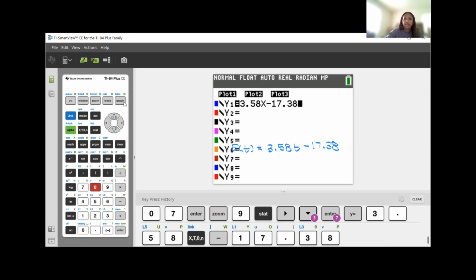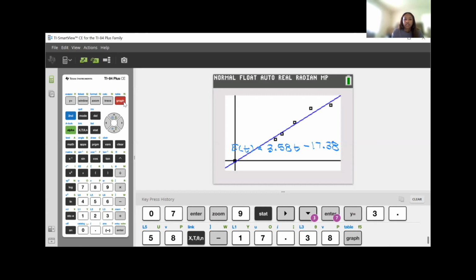All right, and then we graph. Your regression equation should always be pretty close to the scatter plot. If you ever get a line that's way off from the scatter plot, that might mean that you typed in something wrong somewhere. Go back and double check. But that's it. Now we have our regression equation and our scatter plot. It looks like a good fit. We can jump back into our workbook.